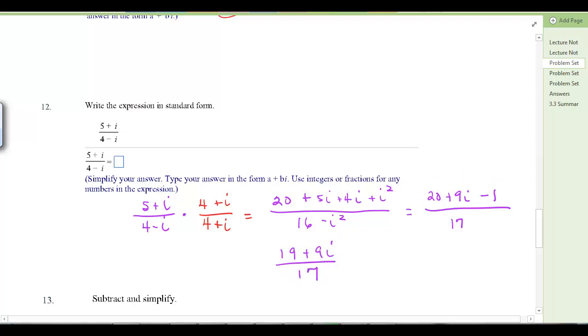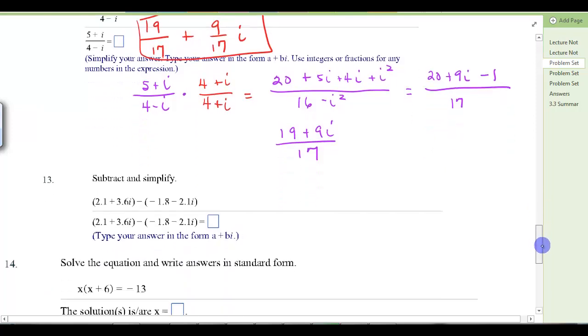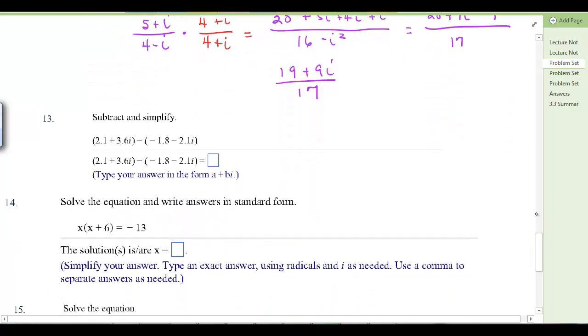They want you to break that apart. And so up here we would have 19 over 17, that's that part, plus 9 over 17 i. Okay, so on that one you may have to actually do that work, but there's not very many of those. Number 13, subtracting and simplifying, that's just with decimals. So I believe that you can do that one. It shouldn't be a problem.